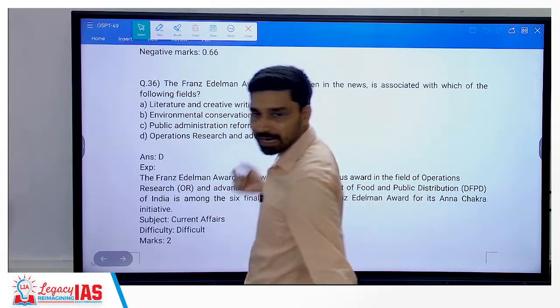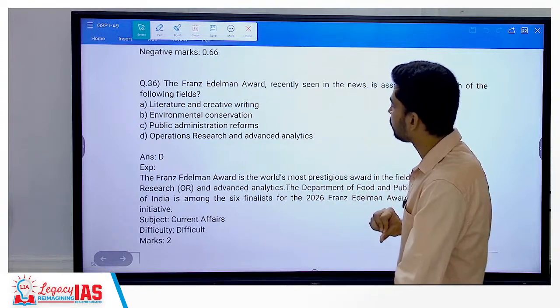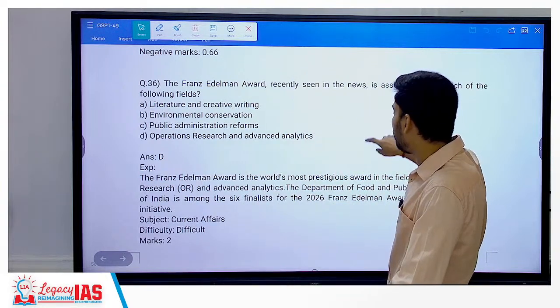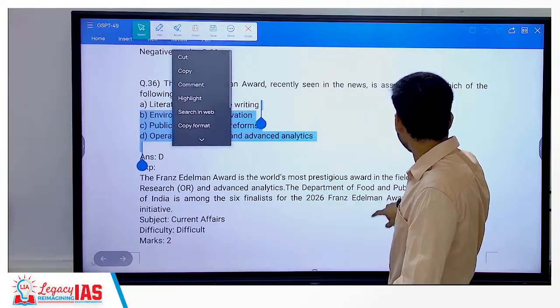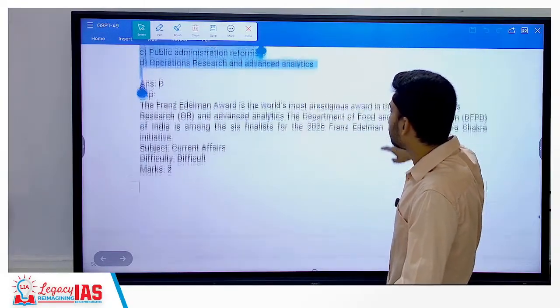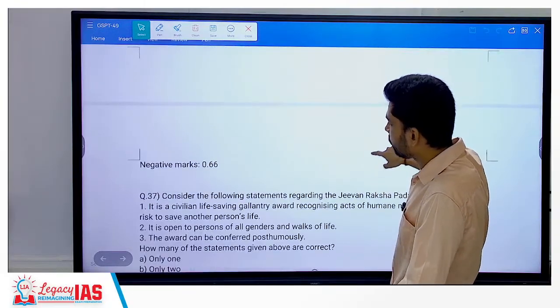Operations research and advanced analytics. So D, Franz Edelman Award. The Department of Food and Public Distribution in India is one of 6 finalists for this award. That's why the question was asked.